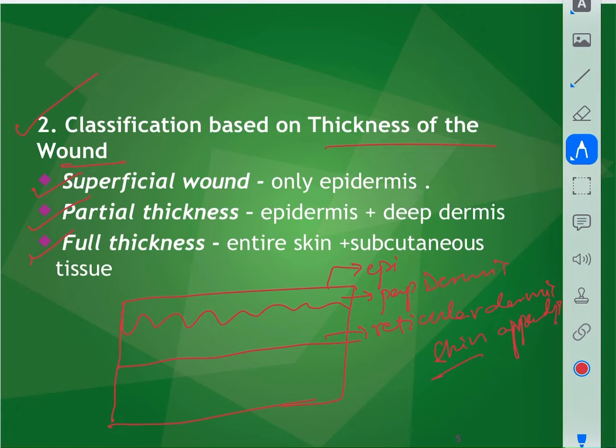Now, a superficial wound: if only the epidermis is peeled off like an abrasion, then it would be called a superficial wound. If the epidermis along with the deep dermis is involved, but there's not much damage to the skin appendages, then it would be a partial thickness wound. A full thickness wound is when the entire skin including the epidermis and dermis is peeled off along with the subcutaneous fat. Okay, that is a full thickness wound.